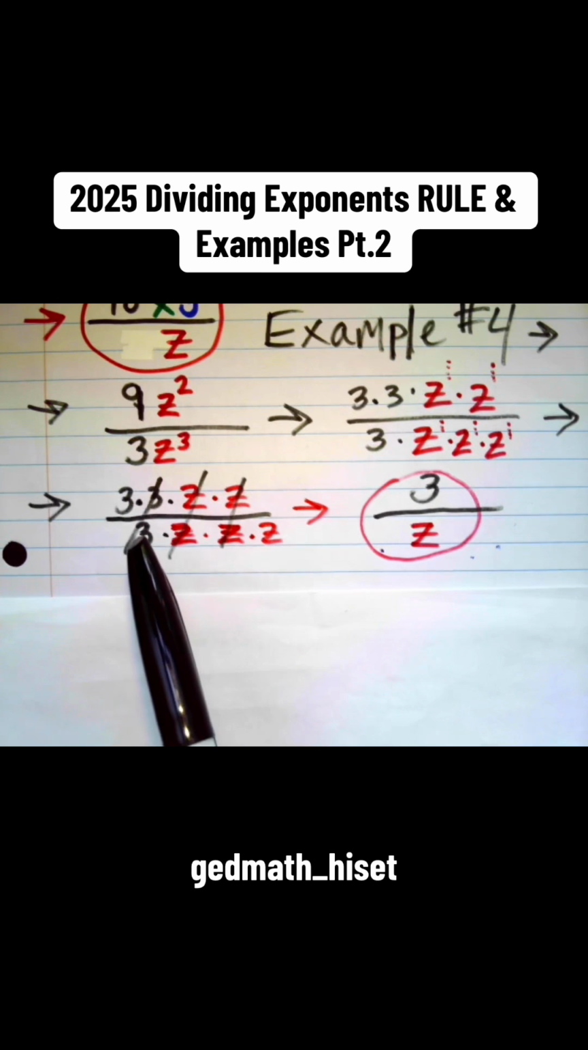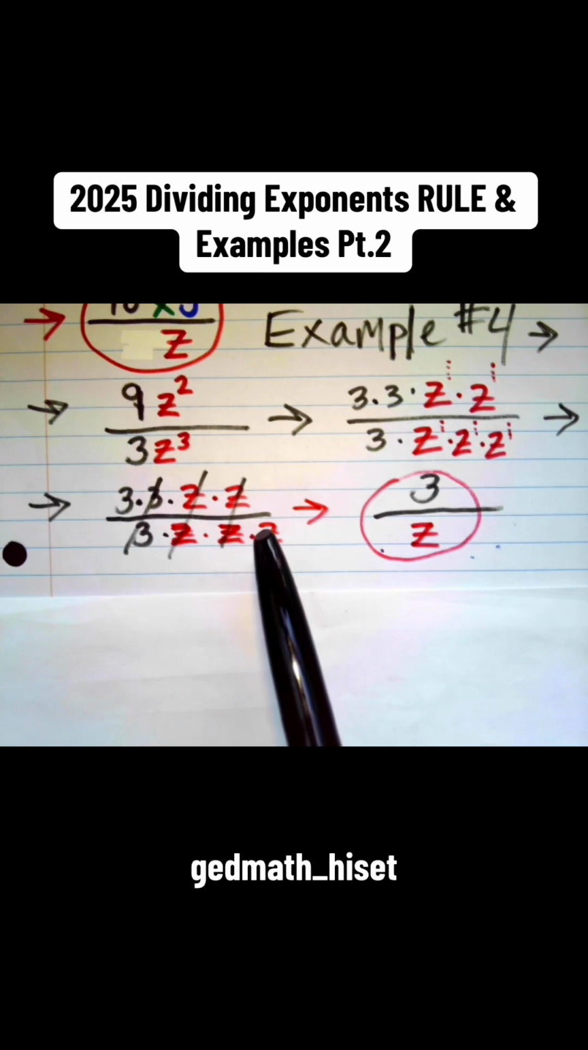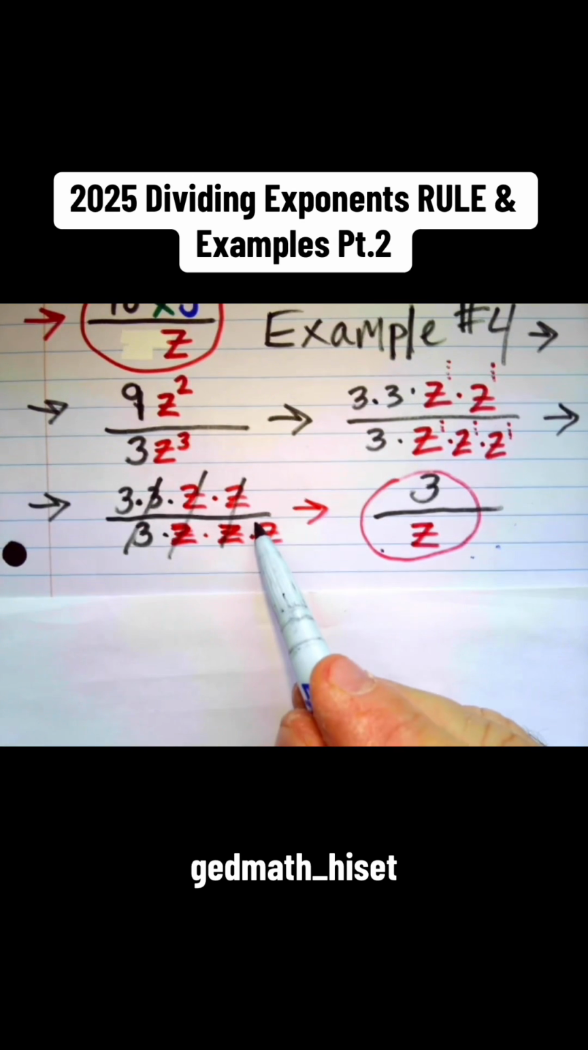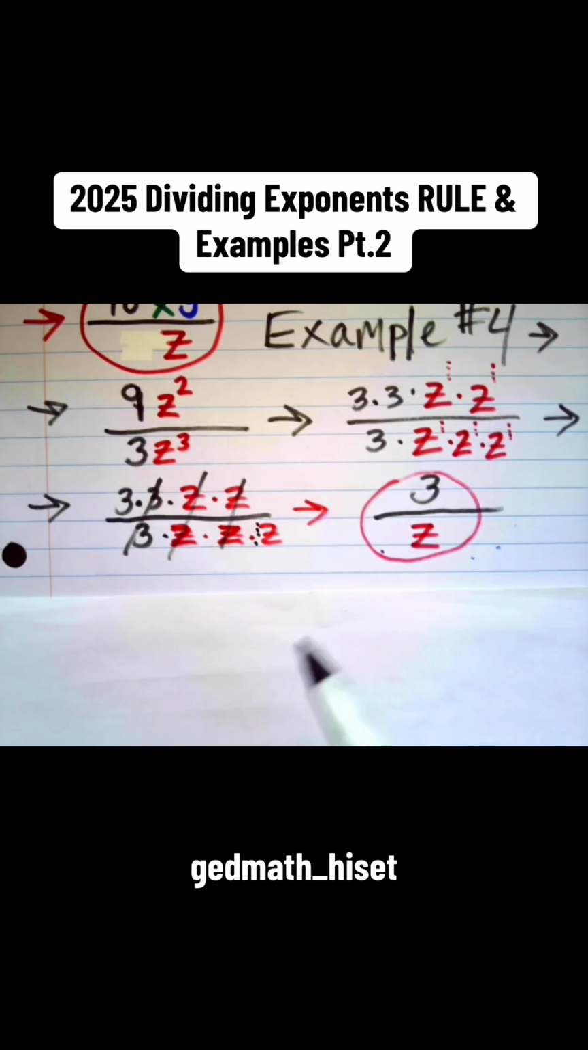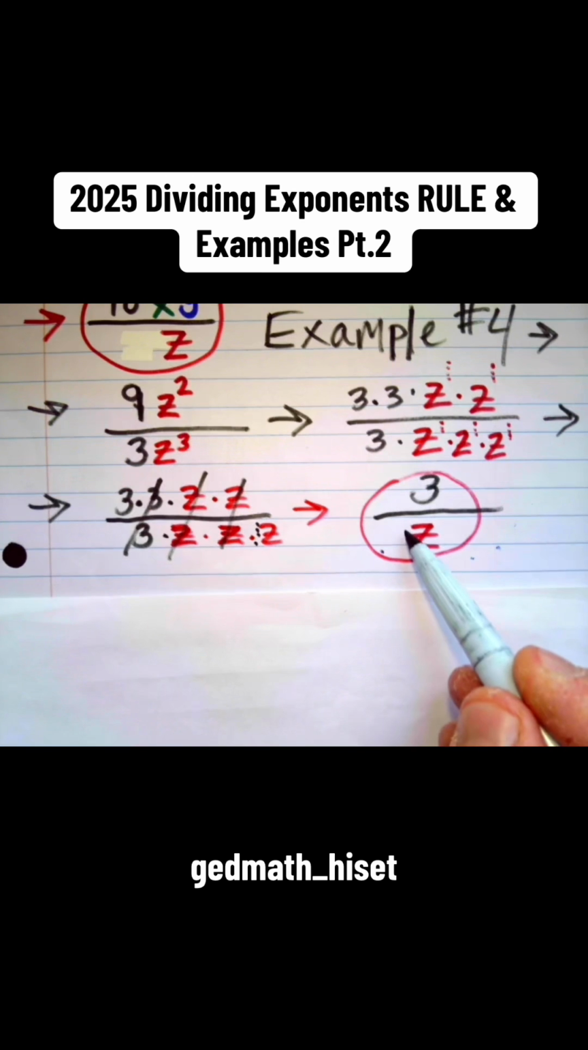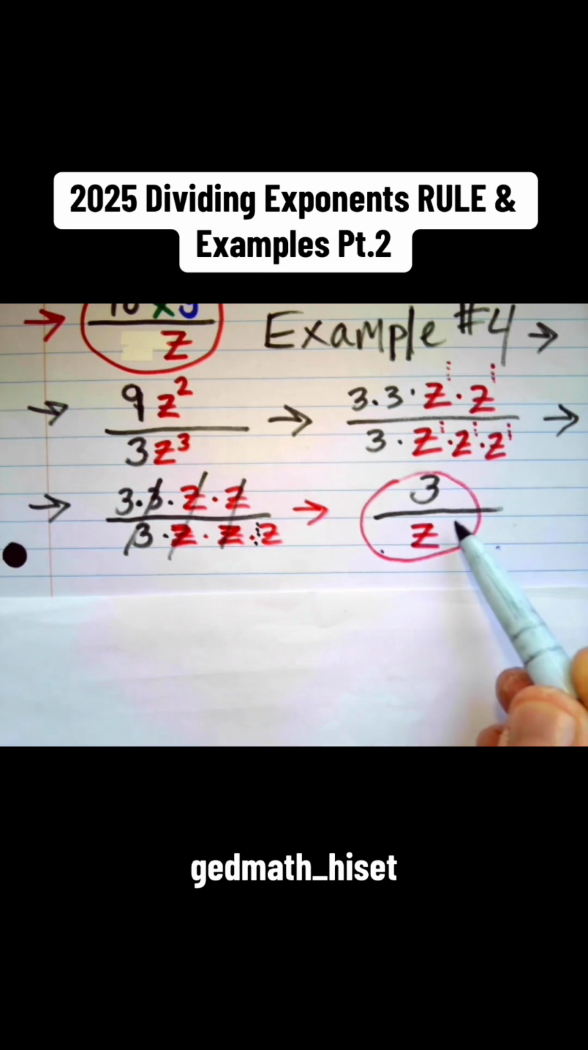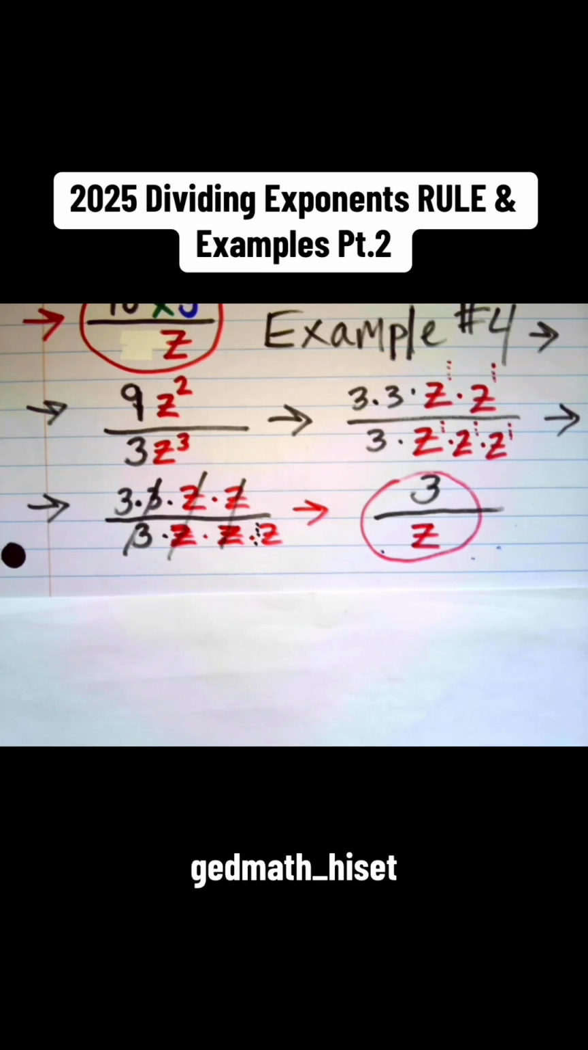I'm left with 1 times 1 times 1 times 1z. Remember, there's that invisible 1 in front of that z if you're confused. So 1 times 1 times 1 times 1 is 1. I'm left with a z. You could put a 1 in front of that z if you like. You could put a 1 in that exponent place for that z, but you don't have to. 3 over z and 3 over 1z to the first power all mean exactly the same thing.